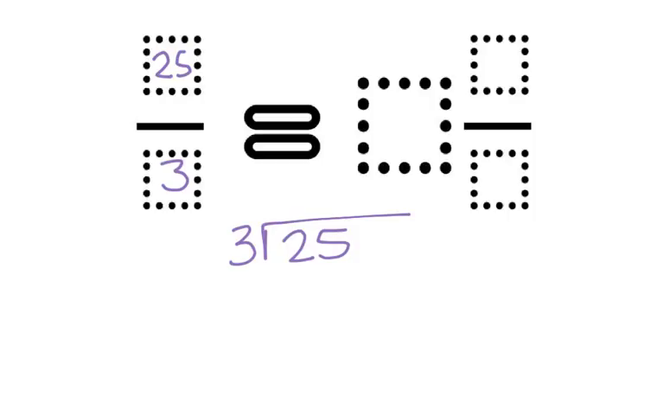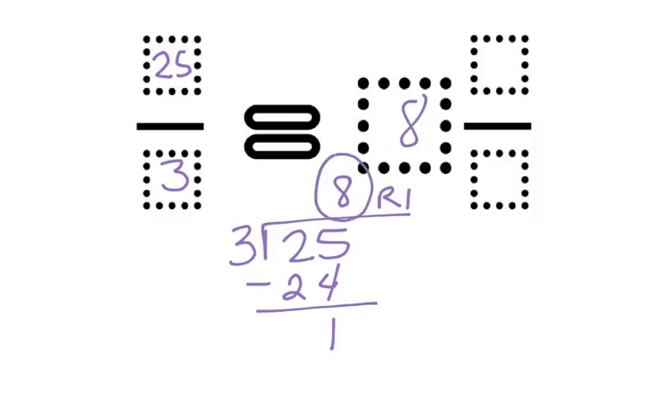I'll skip count by 3s. 3, 6, 9, 12, 15, 18, 21, 24. So it goes in 8 times. That multiple would be 24. So I can subtract 25 minus 24, and I get a remainder of 1. All right. So my whole number is the quotient part. So I have an 8.